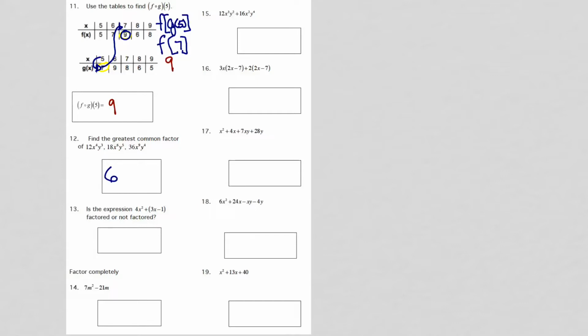And then as far as the variables go, we're going to look for the smallest exponent. There's 4 x's here, 6 here, and 9 here. So there's at least 4 x's in each one, and 4 is the smallest exponent. So we're going to write x to the 4th. And then for the y's, we've got 3 here, 5 here, and 4 here. So there's at least 3 y's in each one, and 3 is the smallest exponent. So we are going to write y cubed.